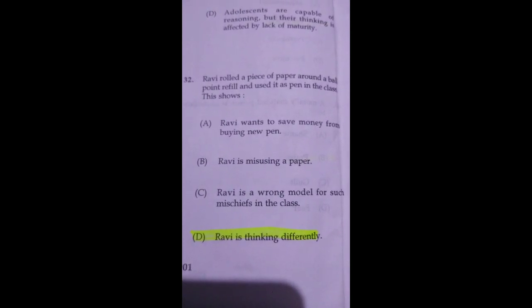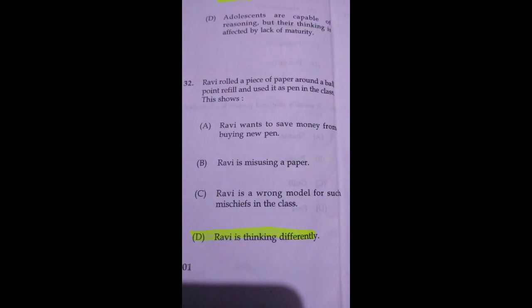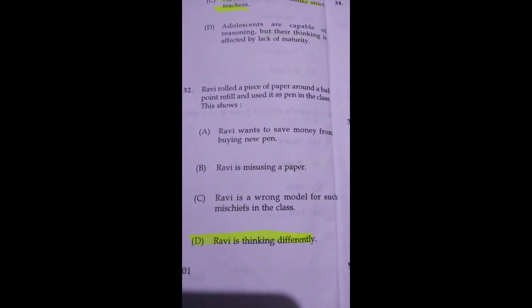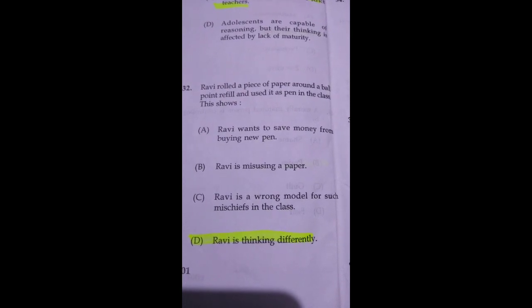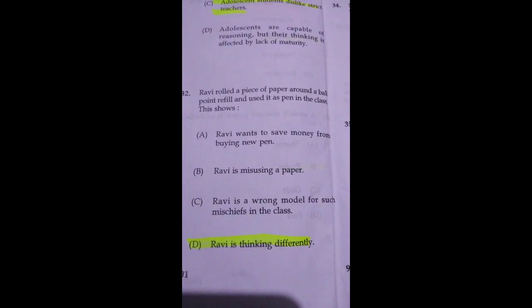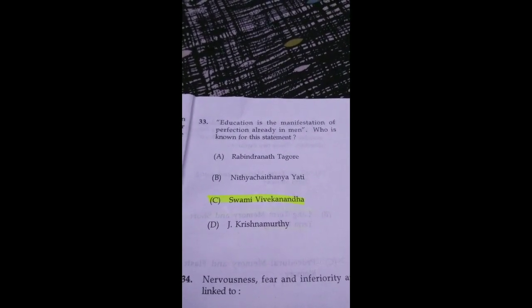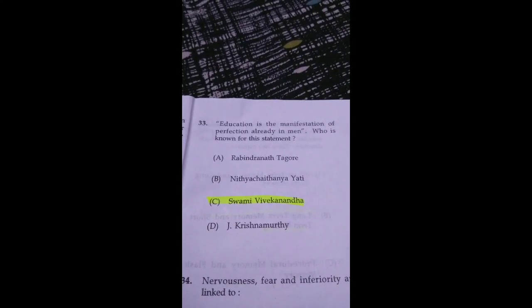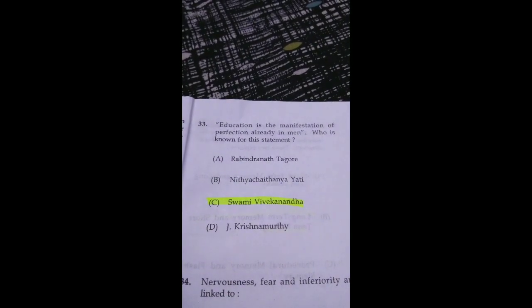Ravi rolled a piece of paper around a ballpoint refill and used it as a pen in the class. This shows Ravi wants to save money from buying a new pen. Ravi is misusing paper. Ravi is a wrong model for such mischief in class. Ravi is thinking differently. Correct answer is Ravi is thinking differently. Creation is the manifestation of perfection already in man, who is known for this statement? Rabindranath Tagore, Nitya Chaitanyayati, Swami Vivekananda, J. Krishnamurti. Correct answer Swami Vivekananda.